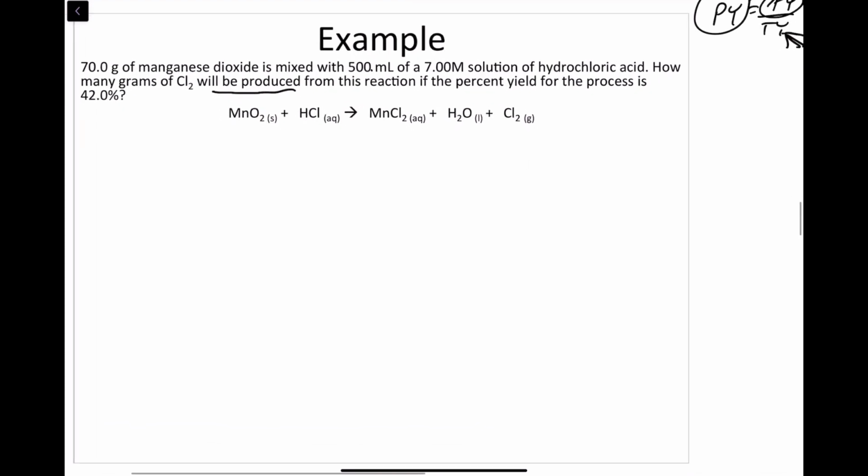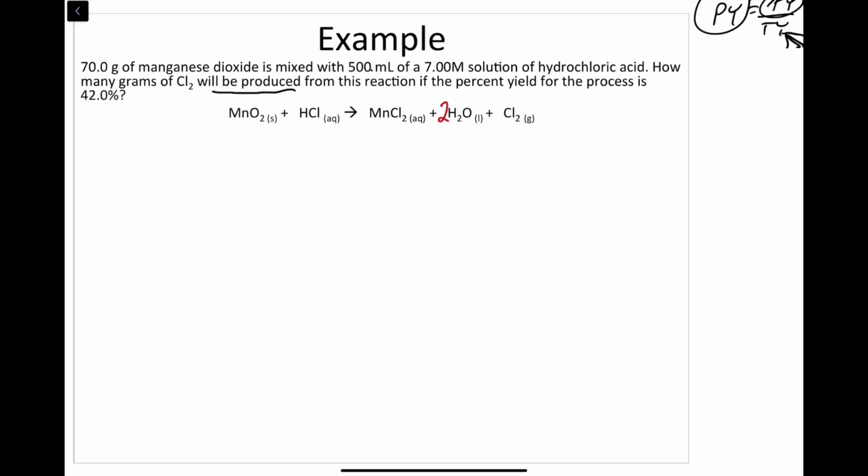So we start off by looking at this, and we can see that we have two hydrogens on that side. Again, I look at the oxygens, and I'm seeing that I have one oxygen on my right side, and two oxygens on my left side. So I'm going to put a 2 in front of this H2O there.